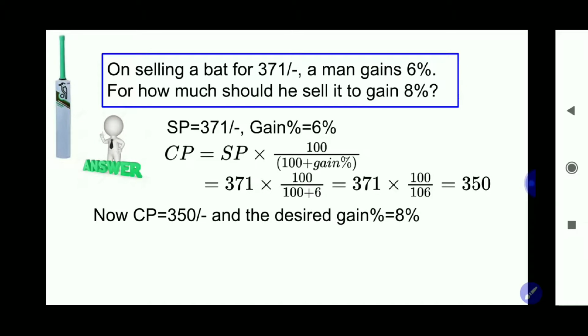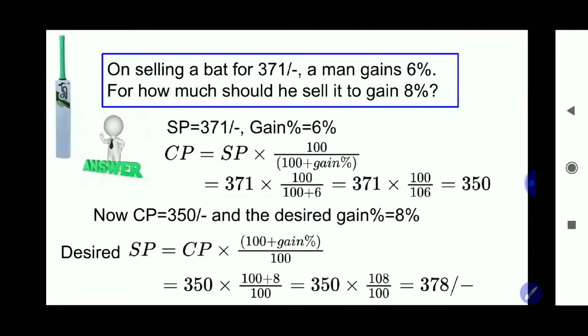Now, cost price is 350 rupees and the desired gain percent is 8%. Hence, desired selling price is CP into 100 plus gain percentage by 100. That means 350 into 100 plus 8 by 100. Its answer is 378 rupees.